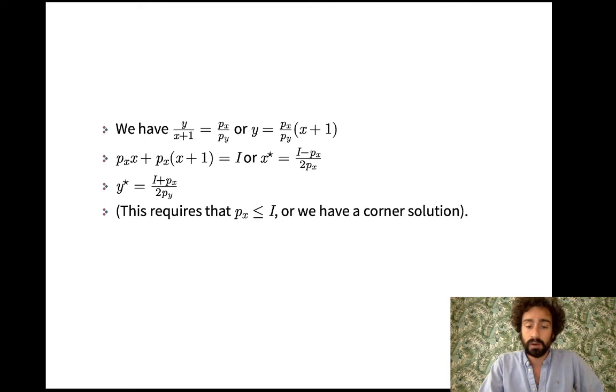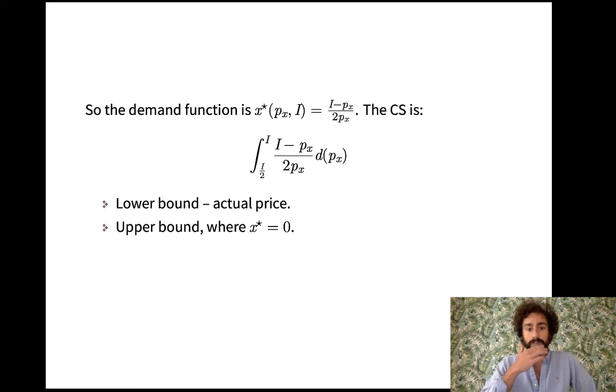So we found the Walrasian demands, and now we're interested in finding the consumer surplus. Well, the consumer surplus is the integral of the demand function. So the demand function is x as a function of px and I, and it's just given by the thing we just had. And now we want to integrate the area below the demand curve and above the price, right? So below the demand curve and above the price. So that's just the integral of this demand function.